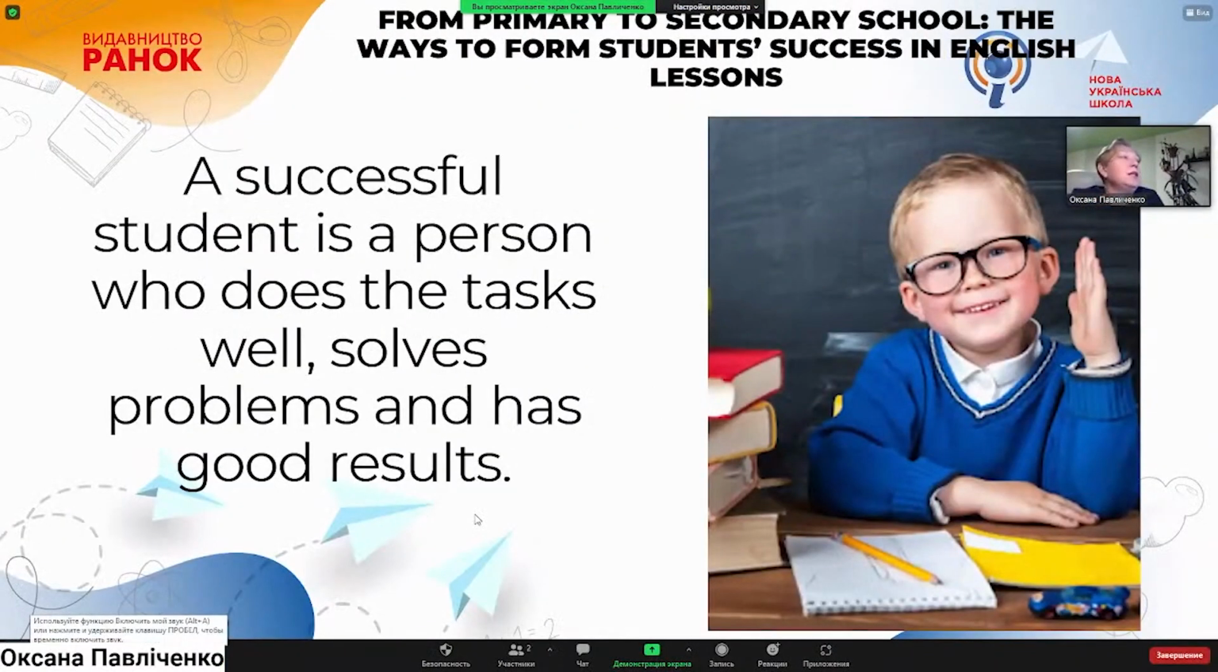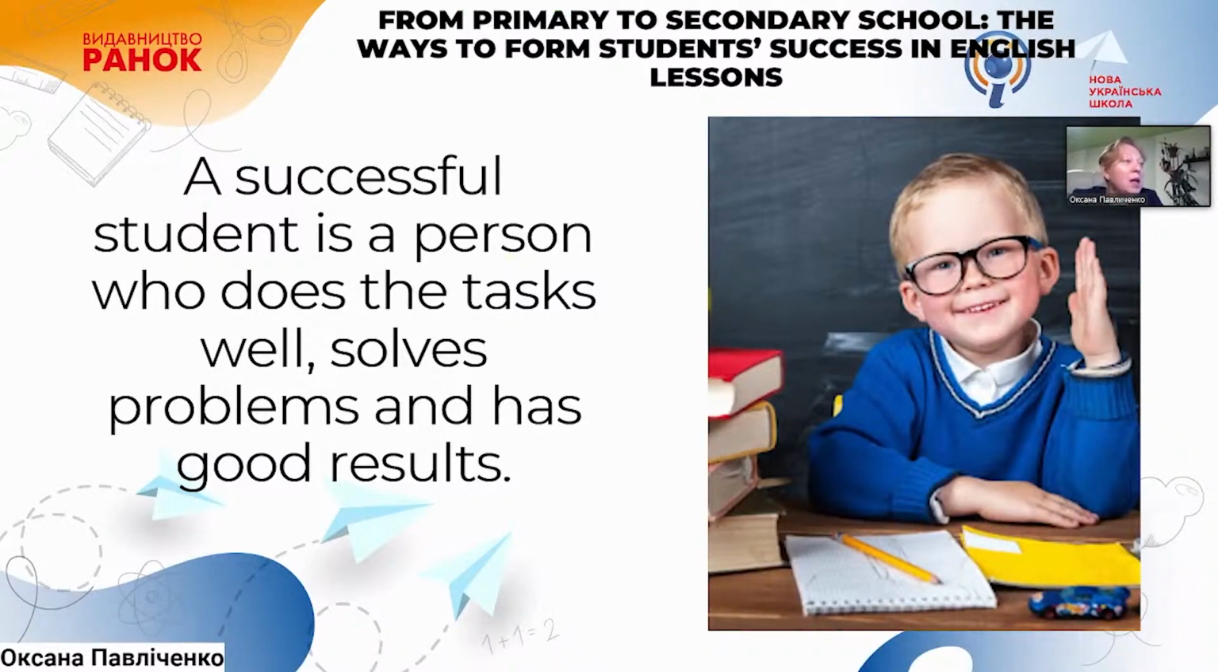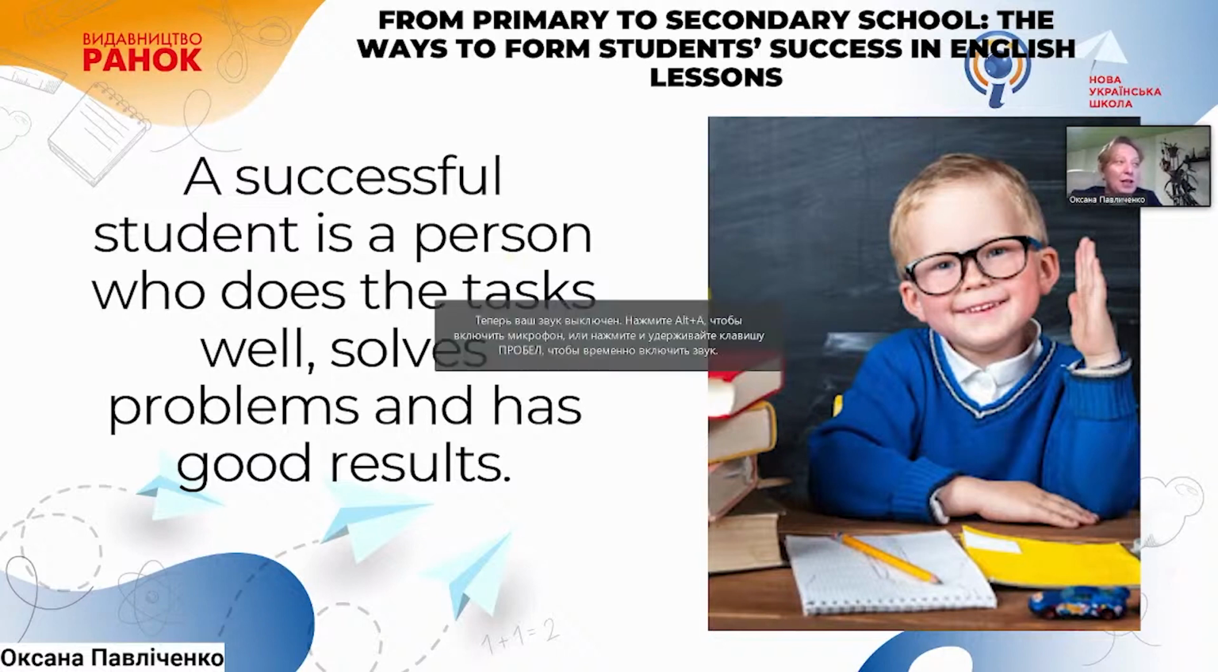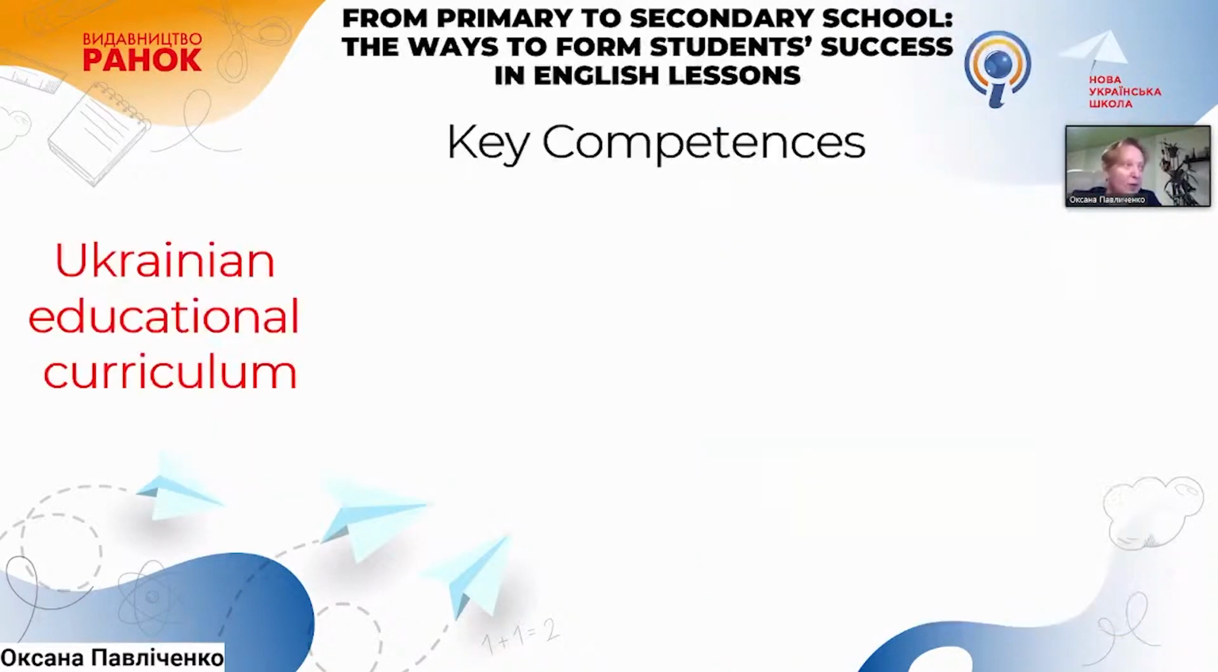So, a successful student is a person who does the tasks well, solves the problems, and has good results. I hope you agree with me, because in my opinion, this statement is correct not only for a student, but also for an adult, because if the adult is a successful person, he or she does the tasks well, solves problems, and has good results. I think you agree with me.